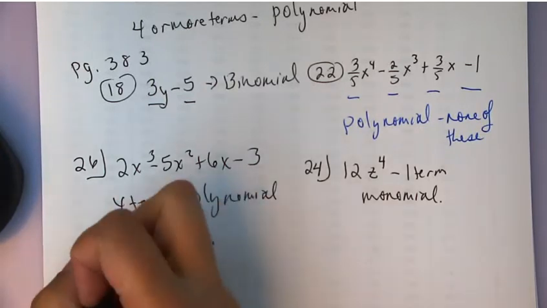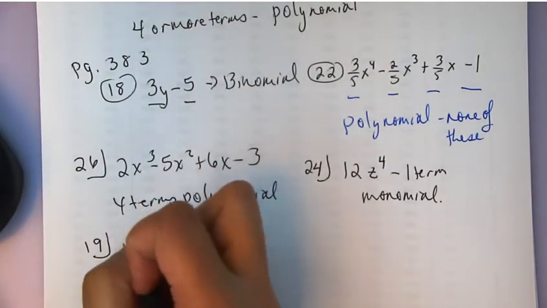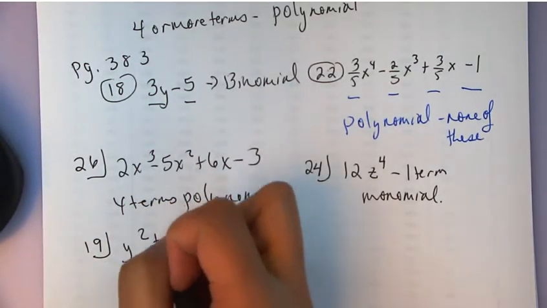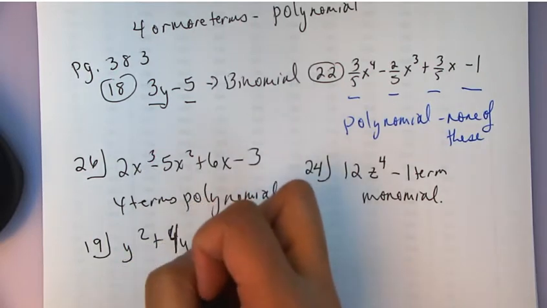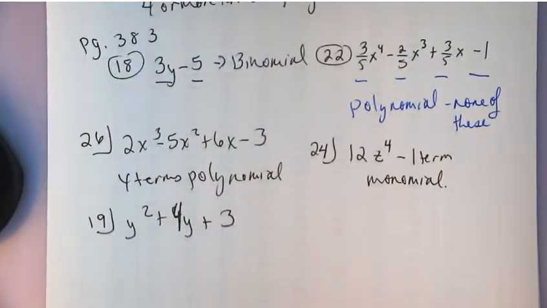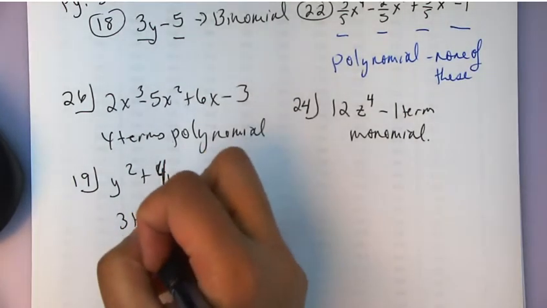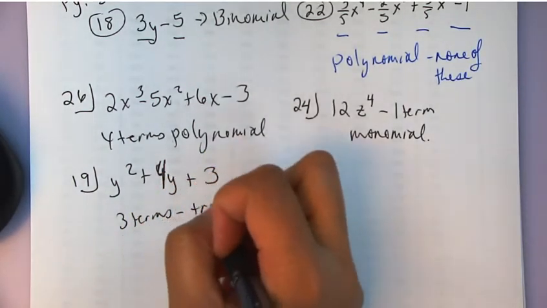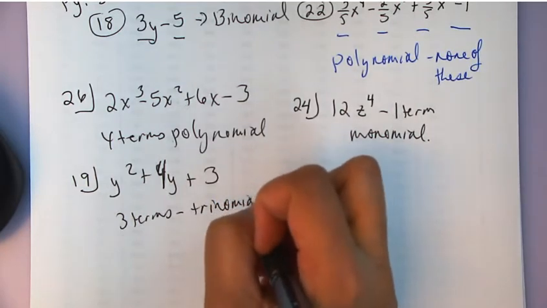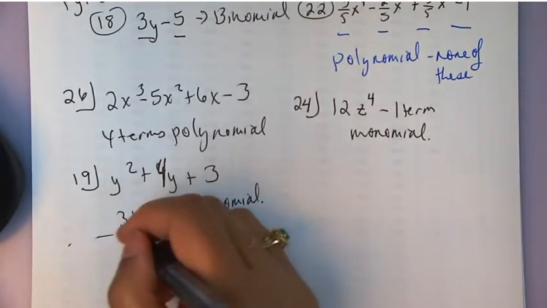Let's do number 19, which is y squared plus 4y plus 3. So we have y squared plus 4y plus 3. I have 3 terms here, so that tells me I have a trinomial. So now that's just knowing the number of terms.